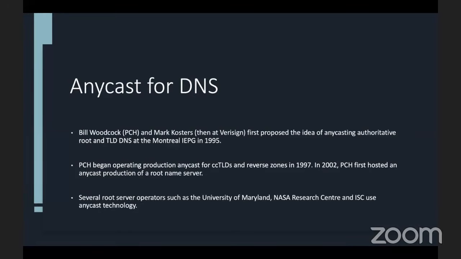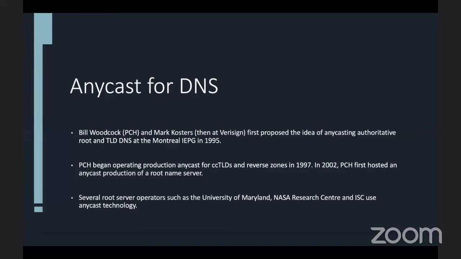Okay. When I was talking about Anycast for DNS, the reason we say DNS is that Anycast can be used, or is used, by generally any network that is serving content. So in this webinar we can treat DNS as one type of content. The idea of using Anycast for authoritative root and TLDs was first proposed in 1995 by two people, Bill Woodcock, who was at PCH at the time and is its current director, and Mark Kosters, then at VeriSign. PCH started operating production Anycast for ccTLDs and reverse zones in 1997. And in 2002, we first hosted an Anycast production on a root name server.